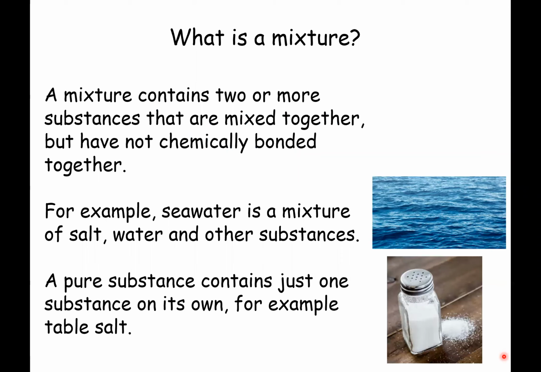A mixture is formed from different substances that are not chemically joined together. This means that the substances can be separated from each other without a chemical reaction. For example, seawater is a mixture of salt, water, and other substances. A pure substance contains just one substance on its own, for example, table salt. In order to separate mixtures into individual substances, different separation techniques are used.